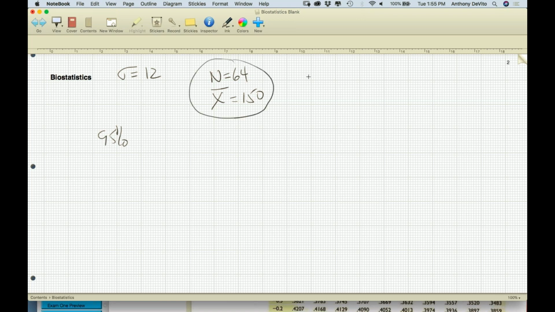So remember, what are you going to do? You're going to calculate the standard error, right? You've got everything you need for the standard error: sigma and the sample size. And then you're going to calculate a 95% confidence interval. I'll start you out with the formula: X bar plus or minus the z-score that you need for a 95% confidence interval times the standard error.